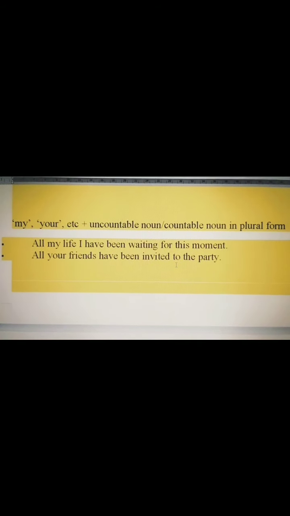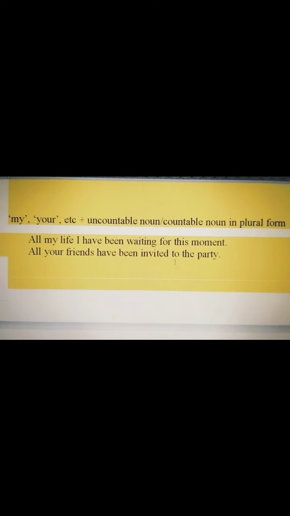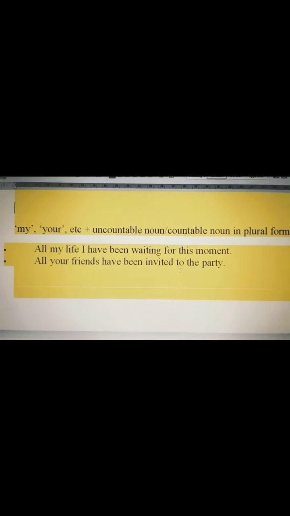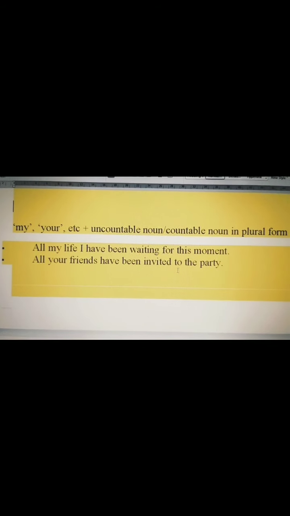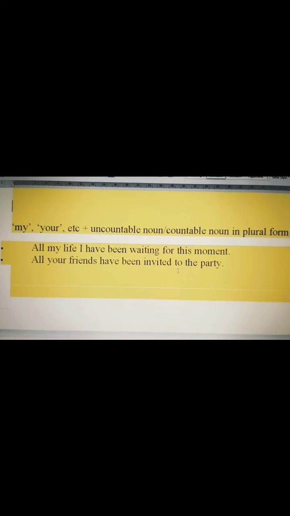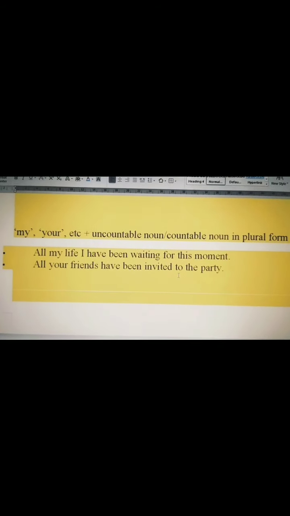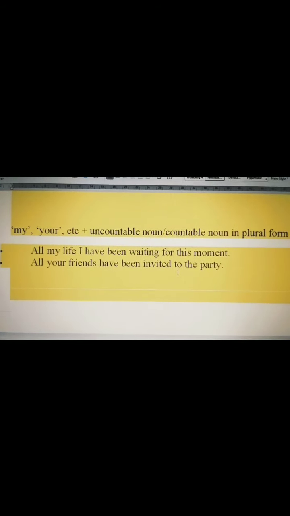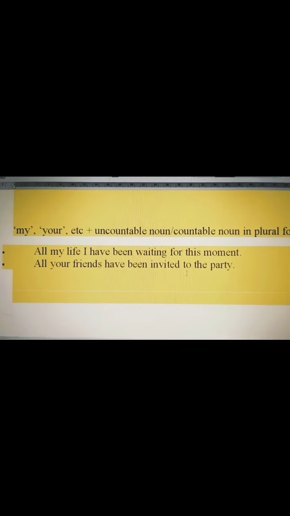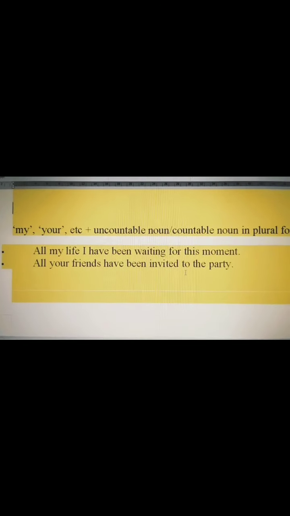Another one: the use of all with my or your, and with a countable or uncountable noun in the plural form. So you have written the first example here: all my life I have been waiting for this moment. So here all you have used with my. Secondly, in the second sentence: all your friends have been invited to the party. Either it can be the countable one or the uncountable one.